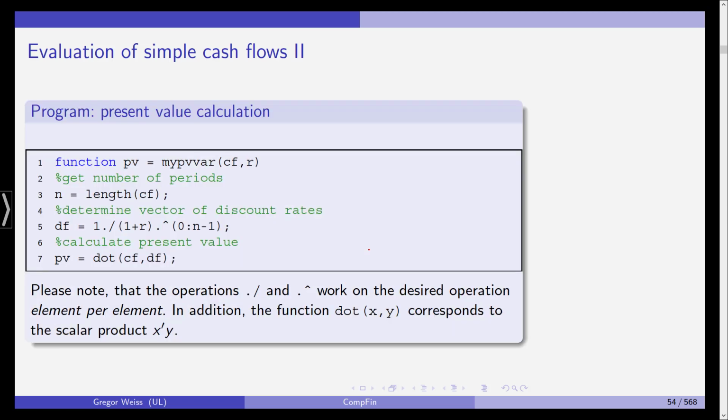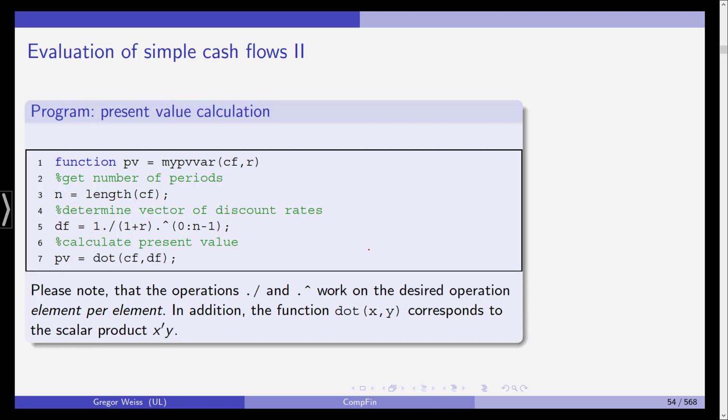So we form our small program. PV equals myPVvar of cashflow and R. We first get the number of periods, n equals the length of our cash flow vector. We then determine the vector of discount rates. We have the interest rate R, which is a variable that is given to this function. Oh no, actually myPVvar is the function name.